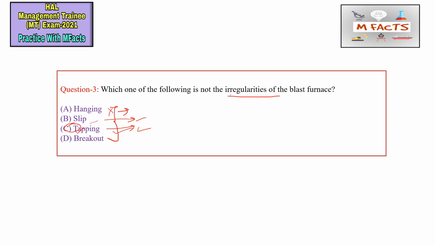The last option of this question is breakout. Breakout is the term used to denote the conditions and the results of the escape of gases and coke or slag or iron from the base of the furnace or towards the breast and the hearth of the blast furnace. So this is also an irregularity of the blast furnace. So the correct option for this question is option C. Tapping is the correct option because this is a blast furnace operation, not an irregularity.